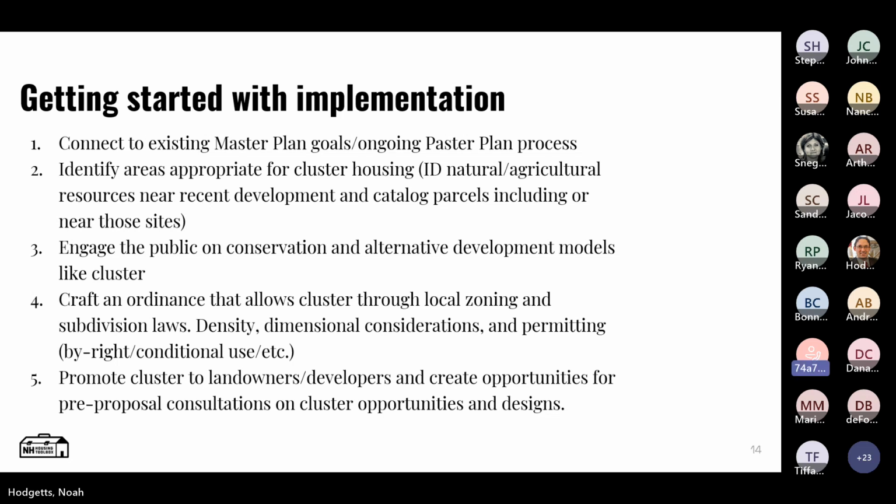The next step that we think is really useful is identifying areas that are appropriate for cluster housing. So go through and catalog the natural or agricultural resources that you think are really important to the community for conservation. And we note here particularly those near recent development, recent subdivisions, or even those where the landowner has come and kicked the tires with you about what's really possible here, and so start to catalog what those opportunities are.